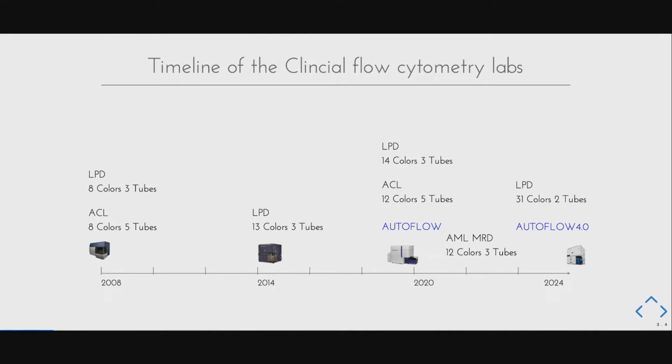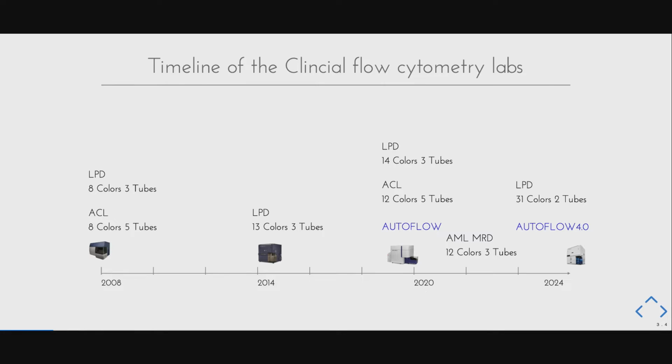Here are the recent developments in the clinical flow cytometry lab at BC Cancer and VGH. Since 2014, we have been using a 13-color 3-tube assay for LPD diagnosis, and upgraded to a 14-color assay in 2020. We also updated our assay for acute leukemia and AML minimal residual disease testing from an 8-color 5-tube assay to a 12-color 5-tube assay. Currently, we're testing a 32-color 2-tube LPD assay, expected to be operational early next year.